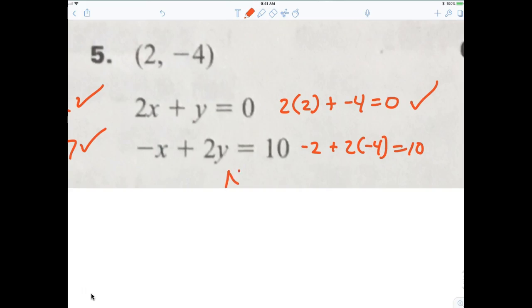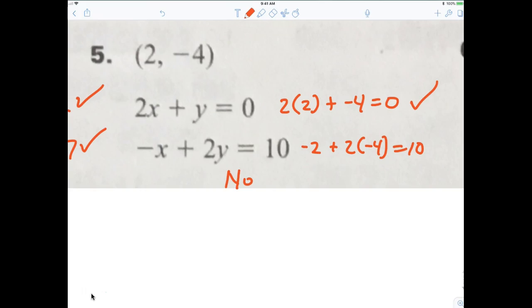Come on, guys. You see what I'm saying? That's really simple. All you're doing is plugging in the x and y for x and y. If it's true for both equations, then it's true altogether. Good. Let's go. Come on now. You're a little bit behind.